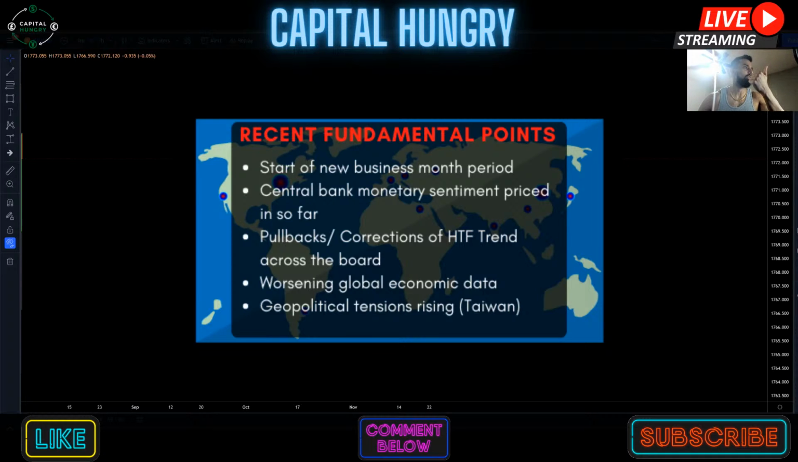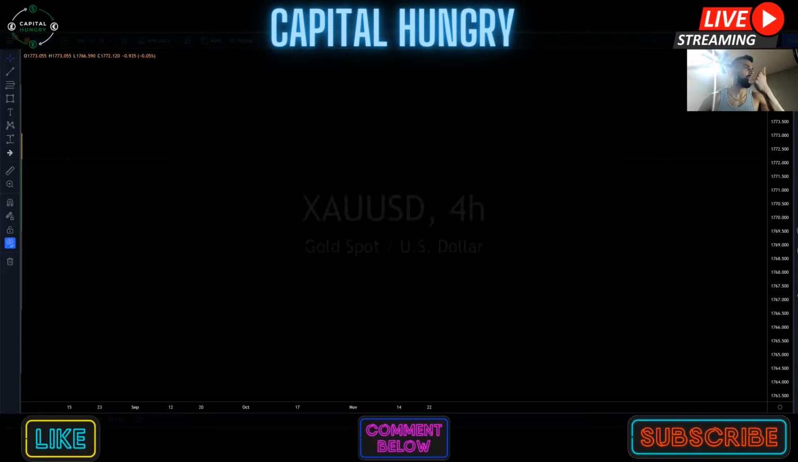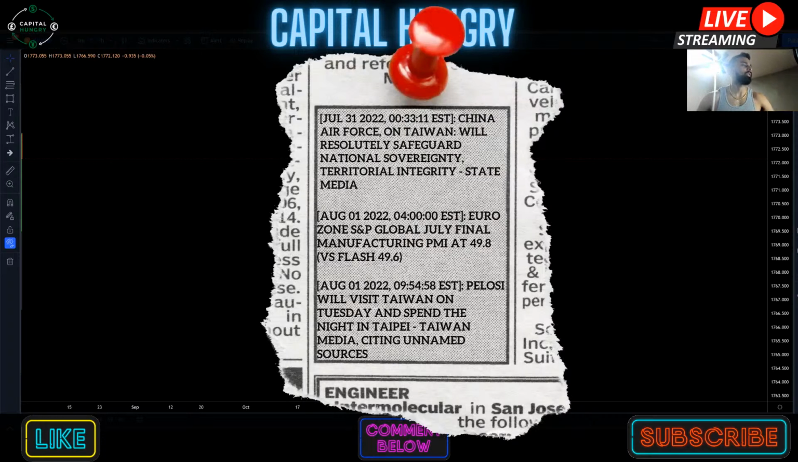Geopolitical tensions on the fence regarding Taiwan, right? Some news headlines that support this: before the month ended, July 31st, we had some headlines from China specifically stating that China Air Force on Taiwan will resolutely safeguard national sovereignty and territorial integrity. AKA basically saying in simple terms, if y'all want to come mess with Taiwan and mess with our plans that we have over there, we're going to mess you up. You know what I mean? So keep that in mind.